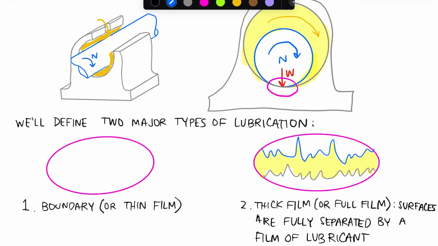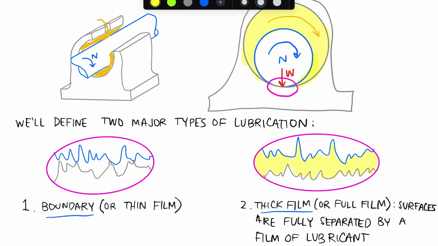For the boundary lubrication, on the other hand, here's our surface asperities as before, but now these surfaces will actually physically contact, at least in some locations. There's still going to be some lubricant between these two surfaces, but they will actually be able to physically contact one another, which means that wear is going to be able to occur.